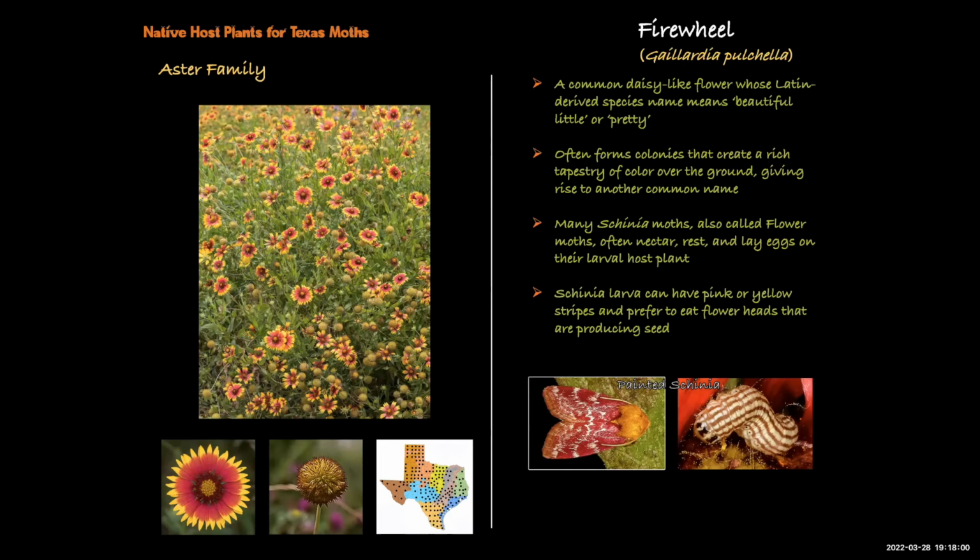These Shinia larvae, like the painted Shinia, are striped and can either have pink or yellow stripes, and they often are found on the flower heads that are producing seed.